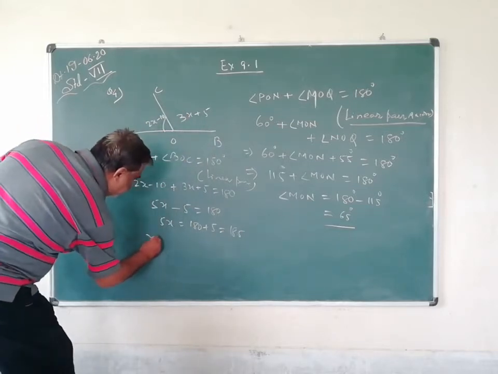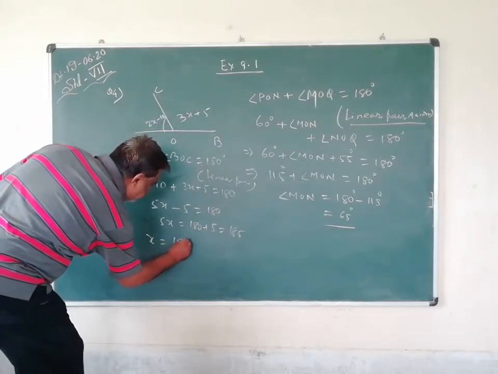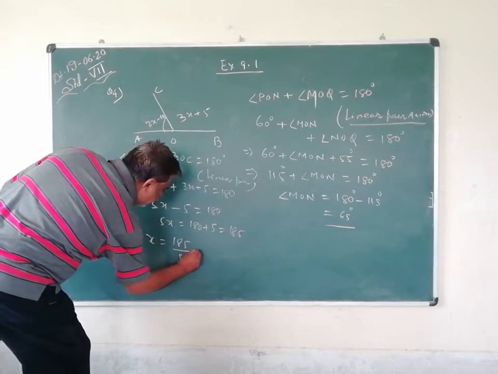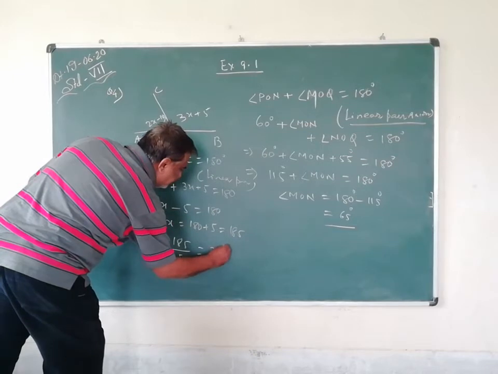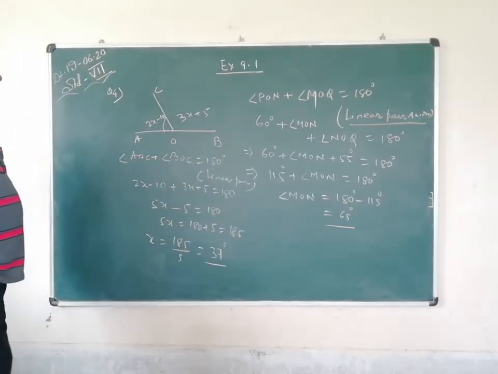185, x will be equal to 185 by 5. 5 is a 50 and 3 37 degree. So our x is equal to 37 degree.